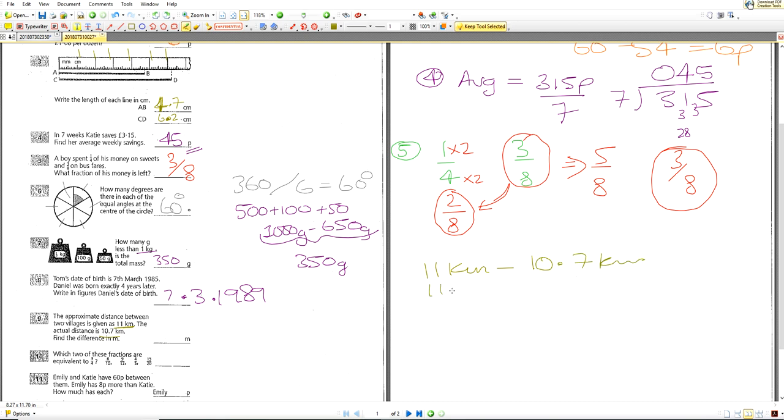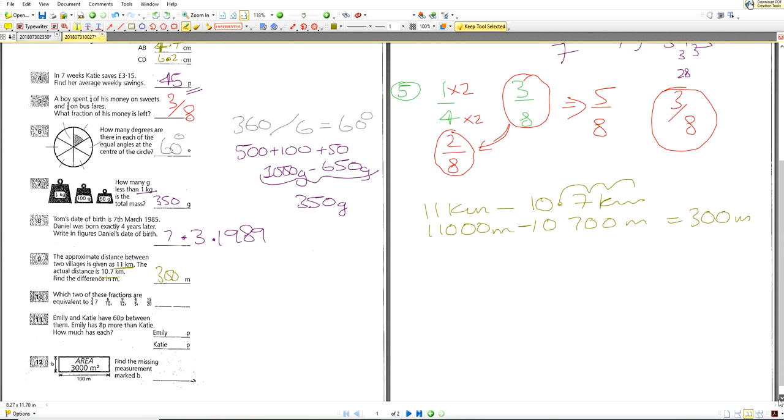11 kilometers, if you change into meters, you have to times it by 1,000. So that's 11,000 meters. If you times 10.7 by 1,000, it will give you 10,700. Put the minus back in. If you minus them, that will give us a nice straightforward answer of 300 meters. So let's park 300 meters over here and let's move on to the next question.